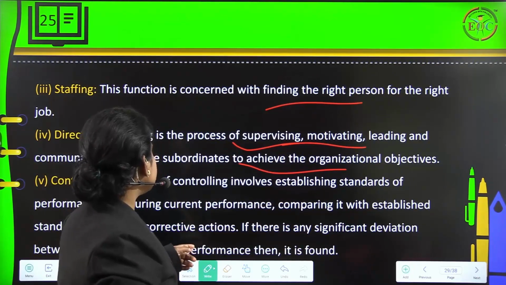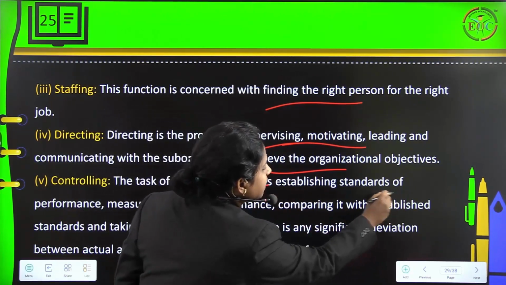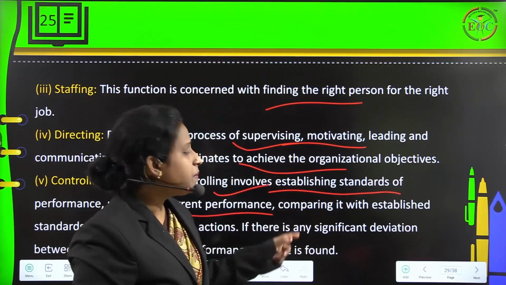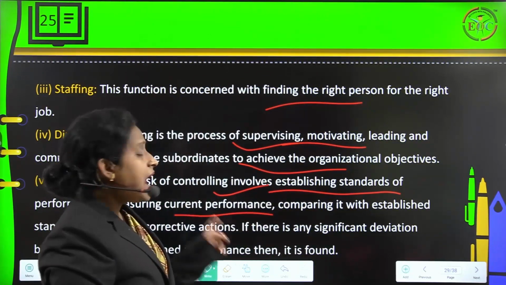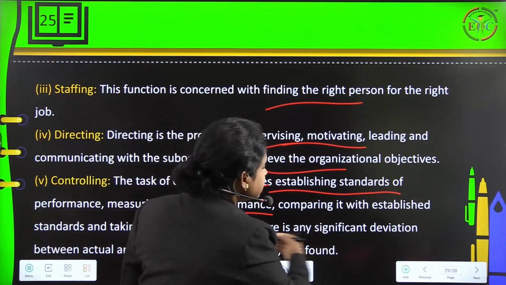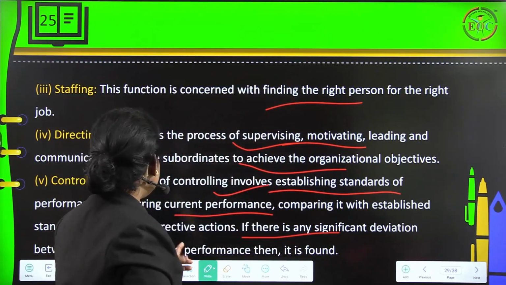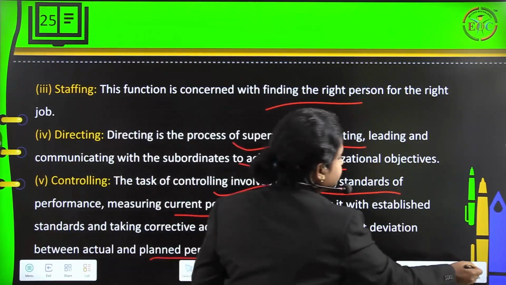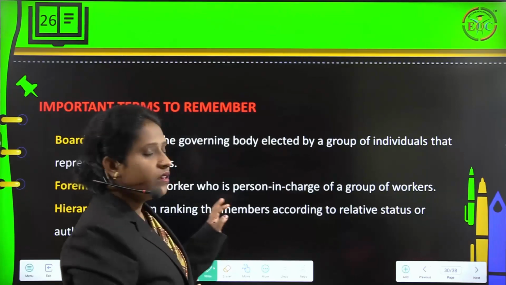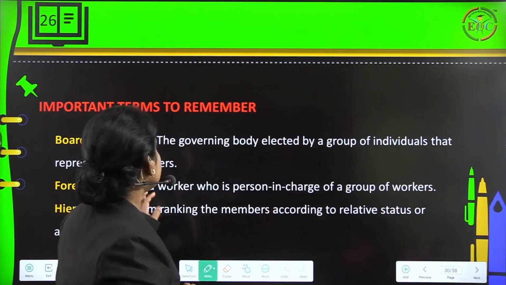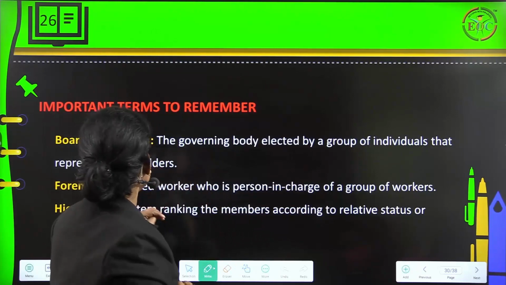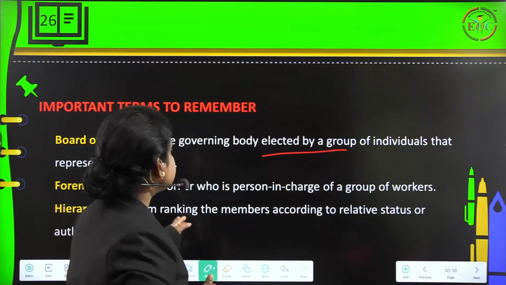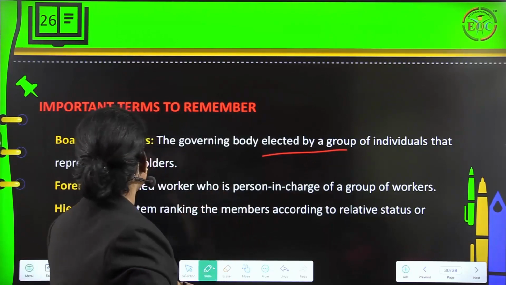So let's discuss controlling. The task of controlling involves establishing standards of performance, measuring current performance, comparing it with the established standards, and taking corrective actions. If there is any significant deviation between actual and planned performance, then it is to be found. Fine. Then the important term we have to remember here is board of directors, because they come under top level management. The governing body elected by a group of individuals that represent shareholders is what we call the board of directors.